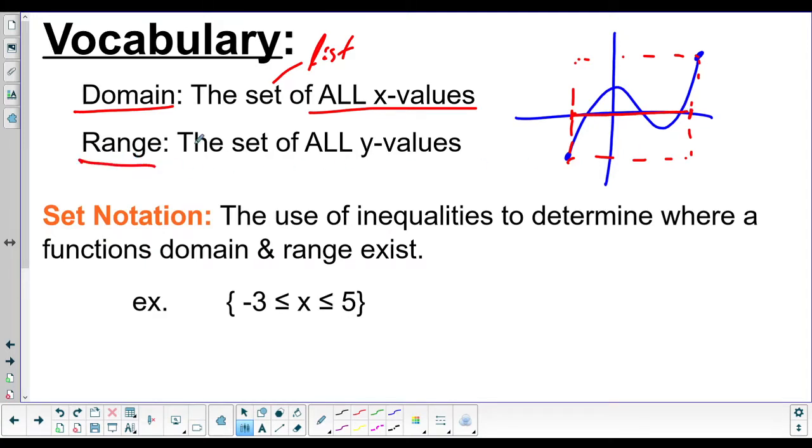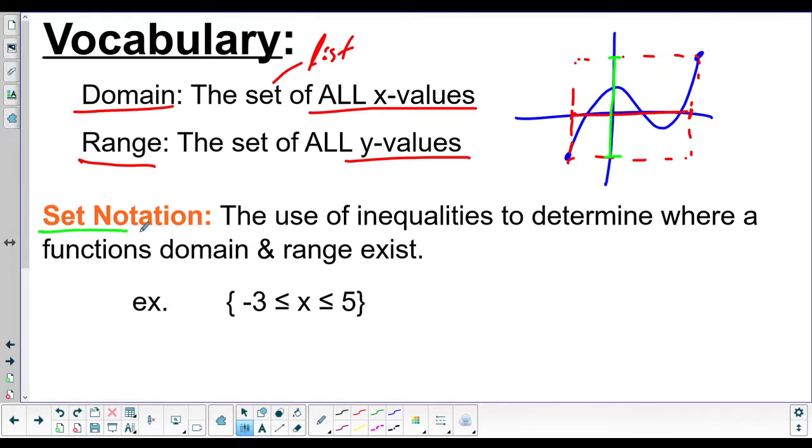Likewise, the range is all the y values in that list. So our box goes from here to here. Our range is that. All right, cool. So that's what we're going to be focusing on today: what are these lists? And we're going to write them in two different ways.